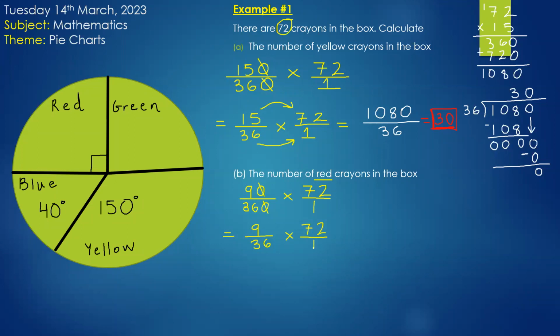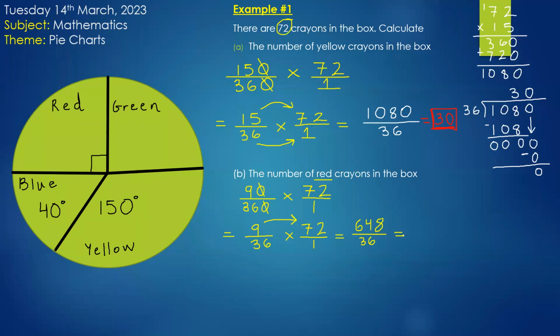Okay, good. What do we do at this point? Multiply 9 by 72. Very good. 9 multiplied by 72 is 648. That's correct, 648. And when we divide 648 by 36, what do we get? 18.